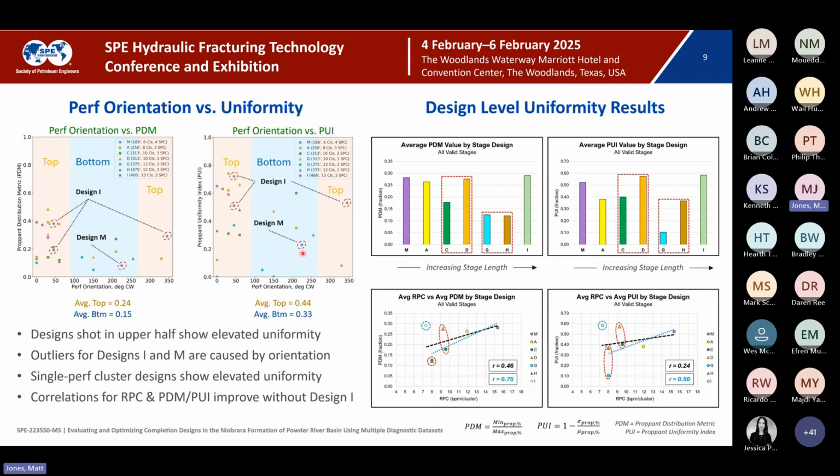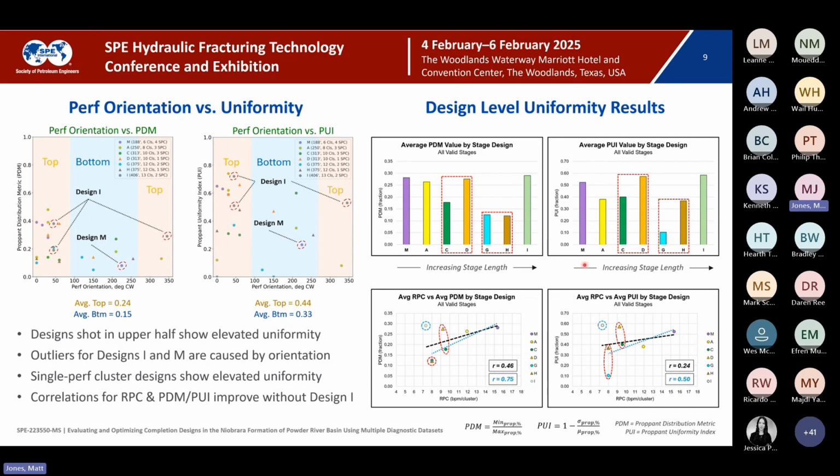So this helps explain why we're seeing those outliers when we think about rate per cluster versus PUI and not seeing what we would expect. Now, if we look more at a design level, I have a couple of bar charts here on the right half of the slide. I've got average PDM by design type, so PDM on the y-axis, and I have average PUI by design type, PUI on the y-axis. Again, the trends are pretty similar between both, so we'll focus more on the PUI plot.